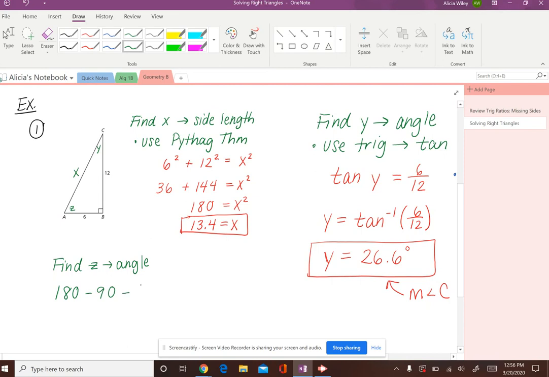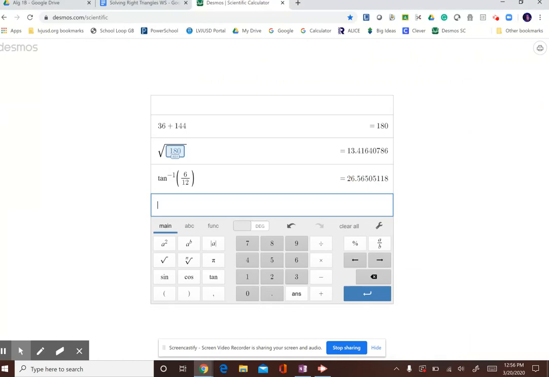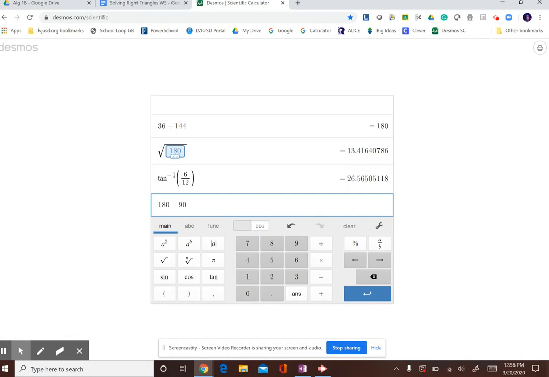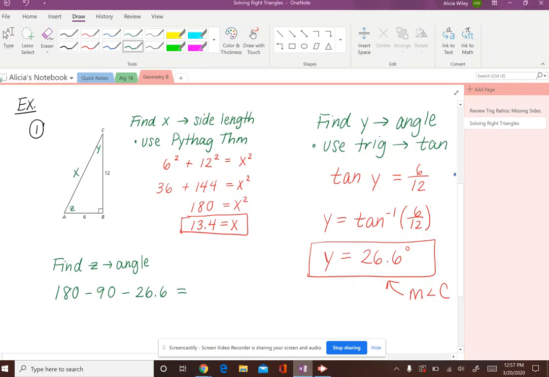And then you're going to subtract 26.6. It's rounded, so that means Z is going to be rounded as well. So you have to go on your calculator and do 180 minus 90 minus 26.6, enter, and you get 63.4. Looks right to me. And that is your value of Z.